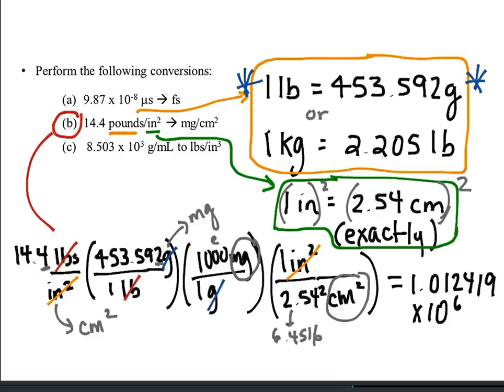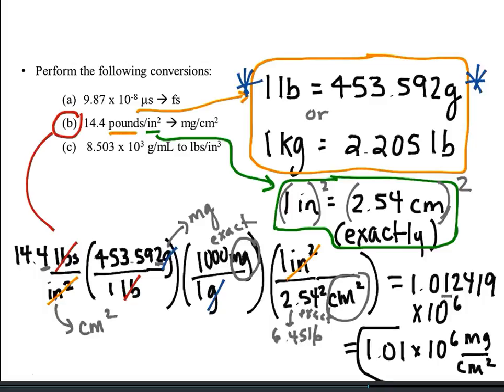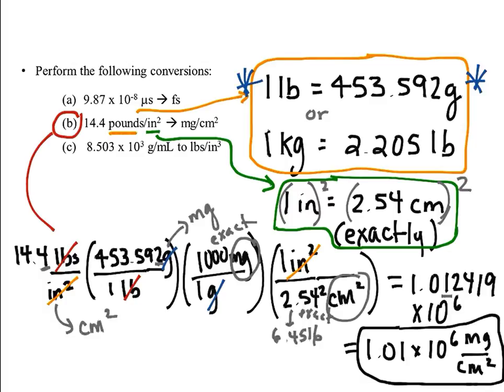Now we're concerned about significant digits. 14.4 has 3 sig figs. 453.592 has 6. The number 1,000 is exact in 1,000 milligrams per gram. 2.54 is exact. That means that our answer in the end needs to have 3 significant figures to match the 14.4, which means 1.01 times 10 to the 6th milligrams per square centimeter.